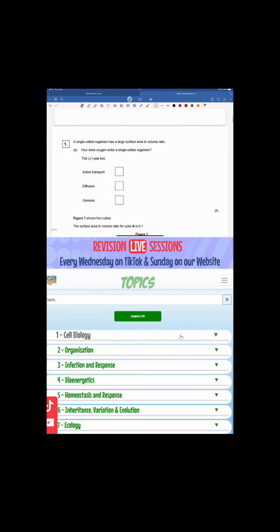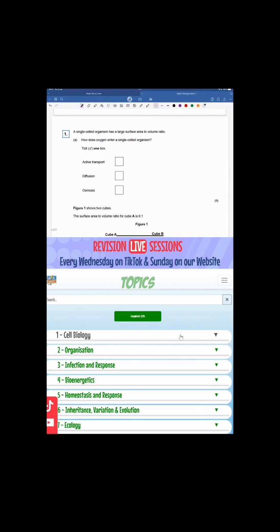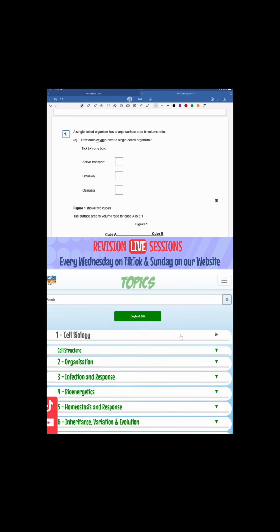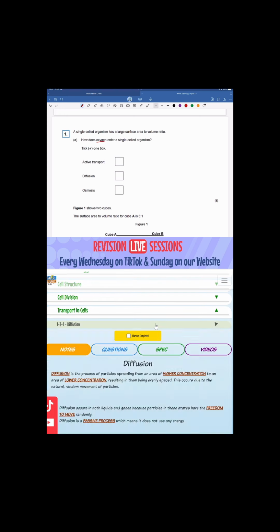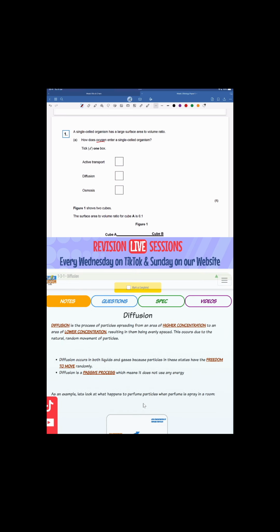So first question, a single-celled organism has a large surface area to volume ratio. How does oxygen enter a single-celled organism? So this comes under transport in cells. So it'll be in diffusion. What happens in diffusion, if you look at the notes, is it's a process of particles spreading from an area of high concentration to an area of low concentration. That's what happens whenever oxygen enters an organism or a cell. So the answer for the first one is diffusion.